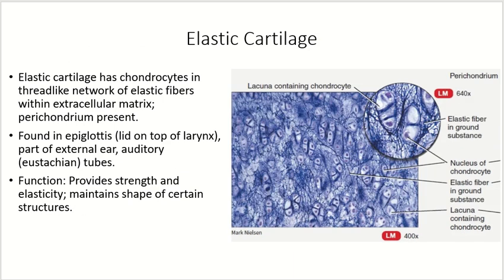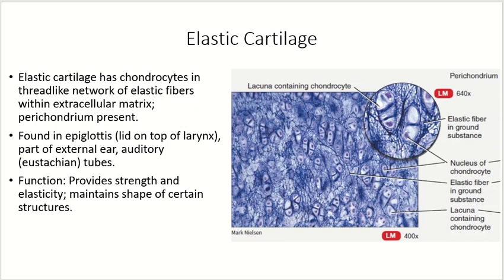And then last but not least, we have our elastic cartilage. This is going to have chondrocytes that are in a sort of thread-like network that we can see through here, that are interlaced throughout our elastic fibers. These are going to be found within the extracellular matrix, and there is going to be a perichondrium that's present in this elastic cartilage here.